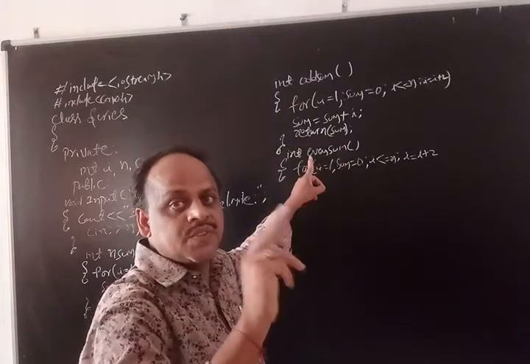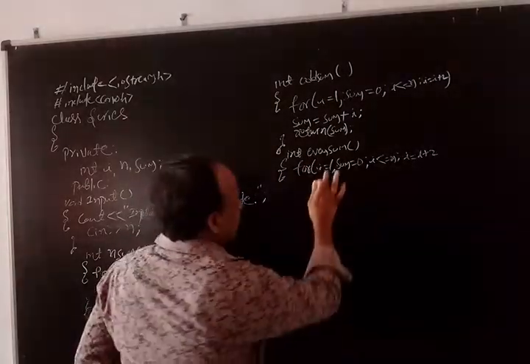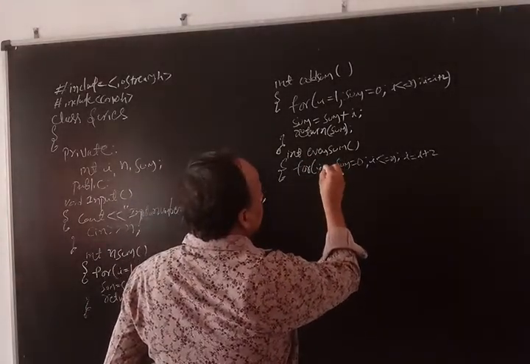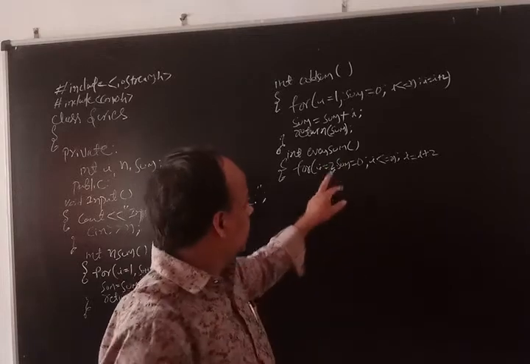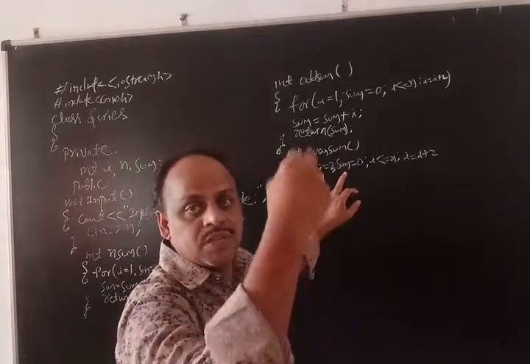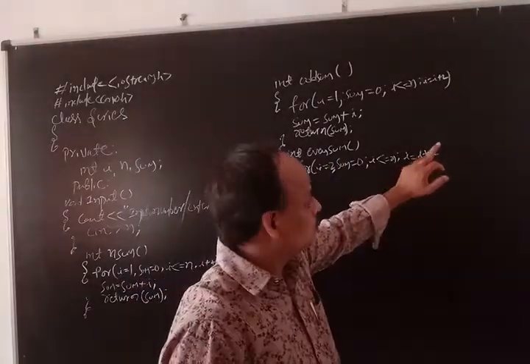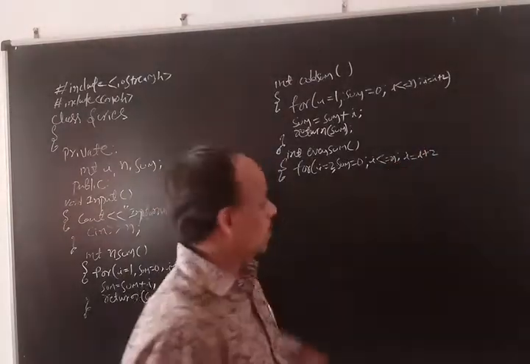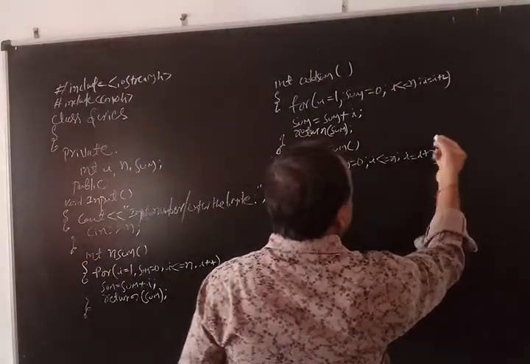Even numbers start from 2, therefore we have to take the I value as 2, I is equal to 2. The next I value will be 2 plus 2, that is 4, therefore I is equal to I plus 2.